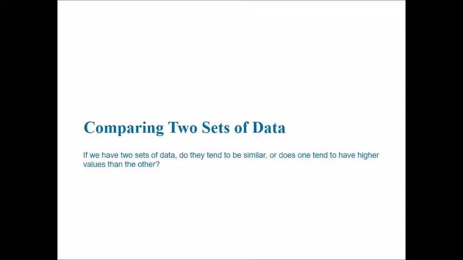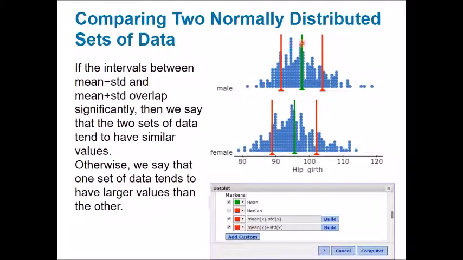The next question was about comparing two sets of data. Do the two sets of data tend to be similar, or does one tend to have higher values than the other? If we have two sets of normally distributed data, or bell-shaped sets of data, then we can use the mean, here in green, and the standard deviation. The mean minus the standard deviation, and the mean plus the standard deviation. Mean minus the standard deviation, I use a red marker, and mean plus the standard deviation, I used a red marker.